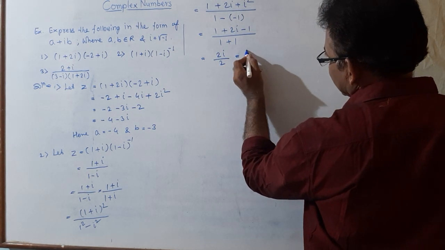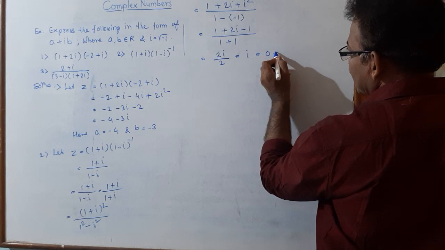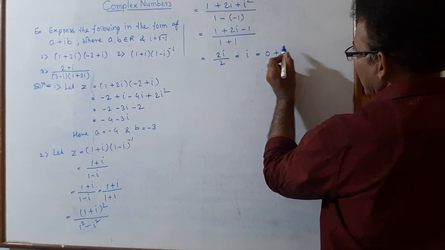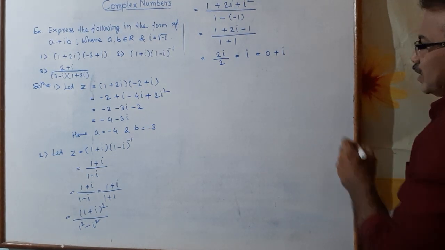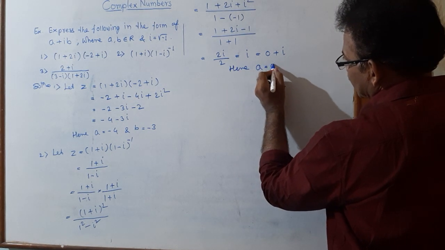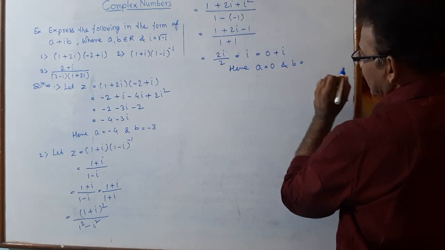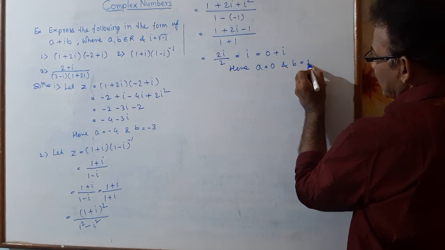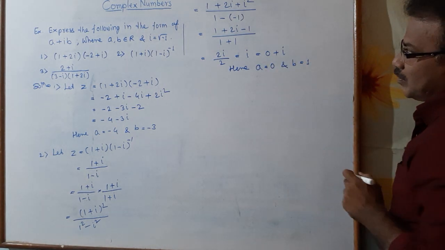And this i can be written in terms of complex number as 0 plus i. So note that here a means 0 and b is the imaginary part, the coefficient of i, that is 1. A equal to 0, b equal to 1.